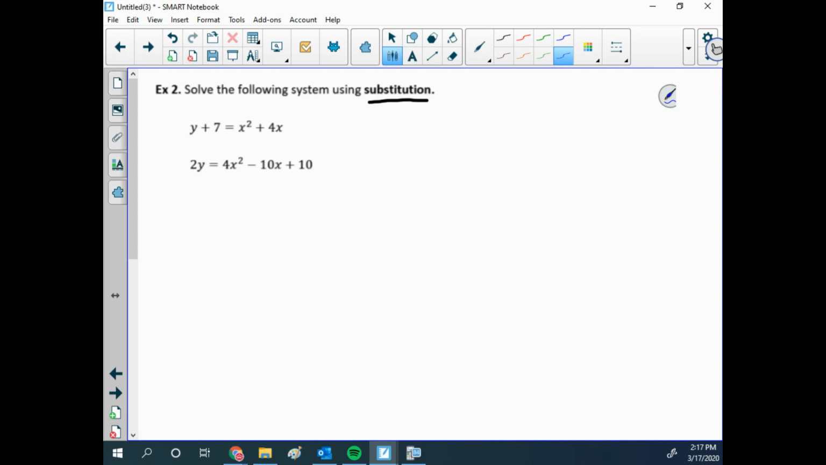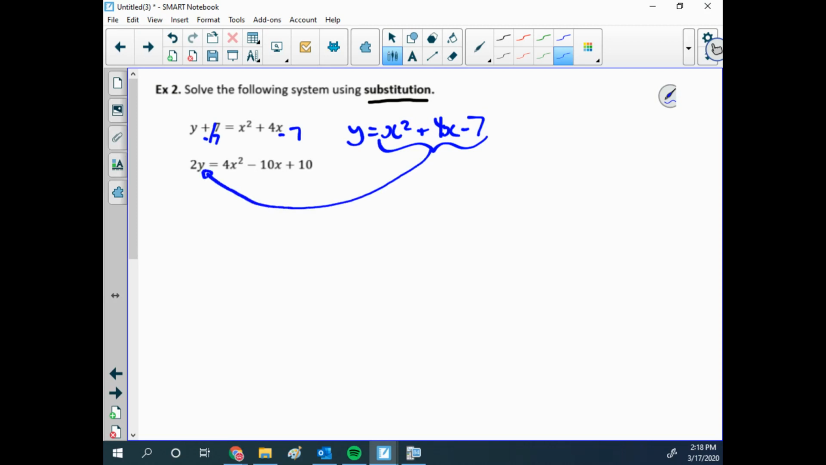And so you should remember substitution from grade 10. What you need to do is isolate a variable. In our case, we're always going to choose to isolate y in either equation and then substitute it into the other equation. So looking at these two, it looks like it's probably easier to get y in the first equation isolated. So I'm going to subtract 7 and subtract 7. So I have y is equal to x squared plus 4x minus 7. Now I have y isolated. I can take that equation and substitute it in for y in the other equation.